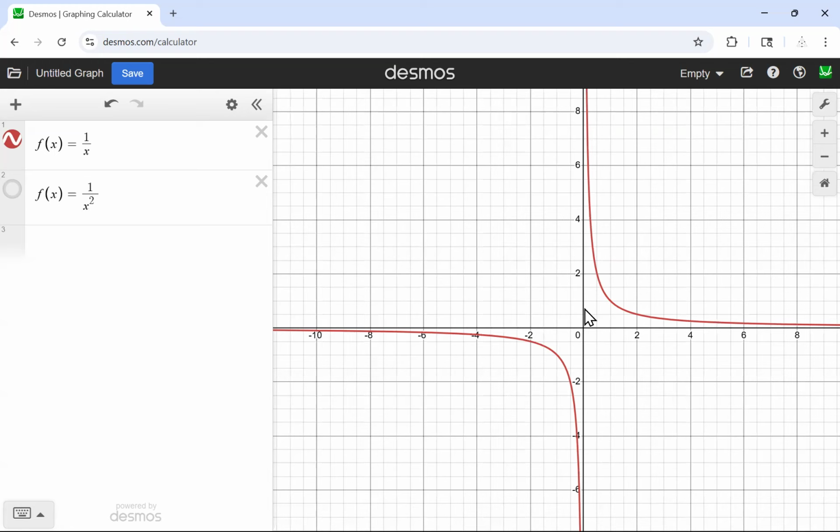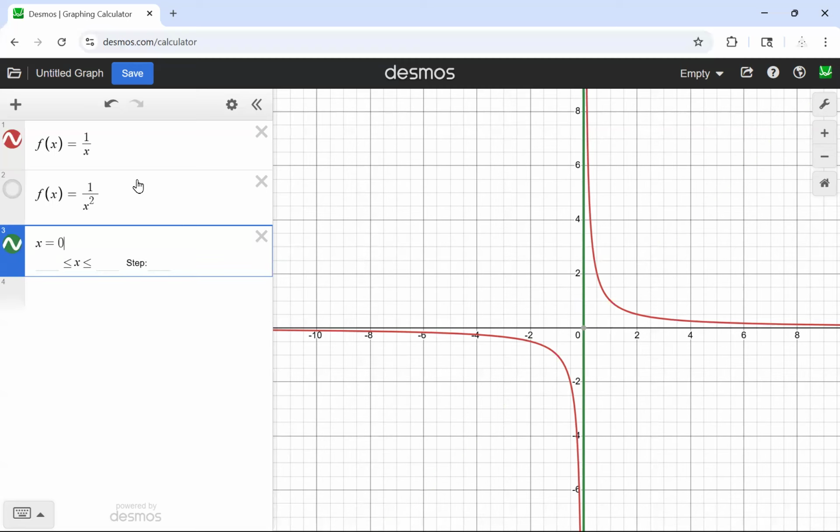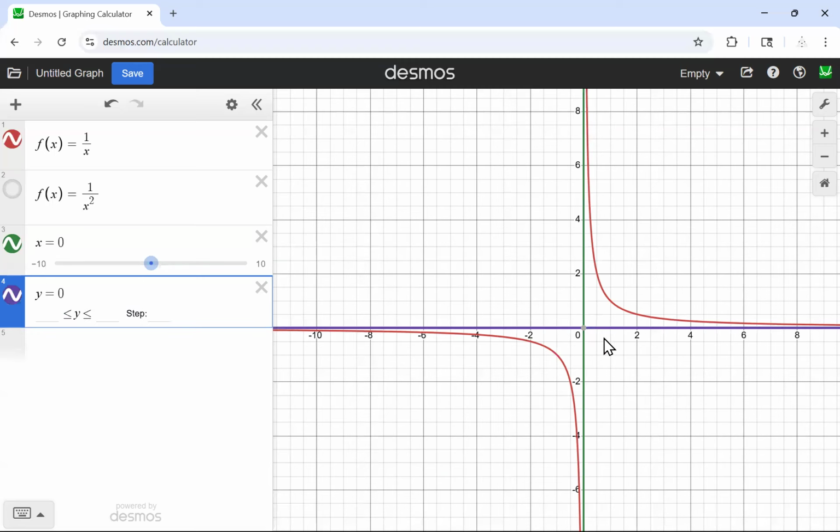So this has a vertical asymptote, which is the y-axis, which is just x equals 0. So it has a vertical asymptote, a line we approach, which is x equals 0. And it also has a horizontal asymptote of y equals 0.